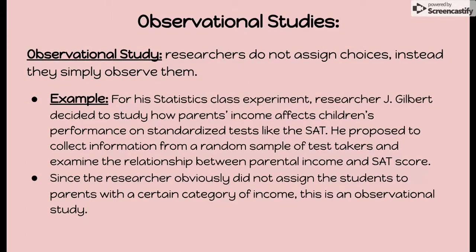For example, for his statistics class, researcher Jay Gilbert decided to study how parents' income affects children's performance on standardized tests like the SAT. He proposed to collect information from a random sample of test takers and examine the relationship between parental income and the SAT score. Since the researcher obviously did not assign the students to parents with a certain category of income, because that would be immoral, this is an observational study because he did not manipulate any of the factors.